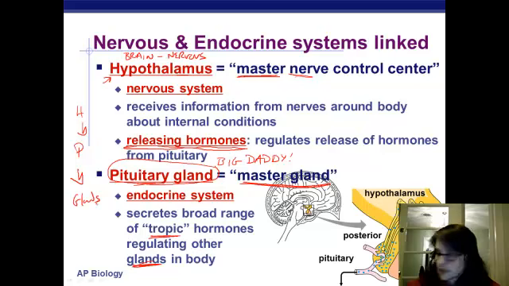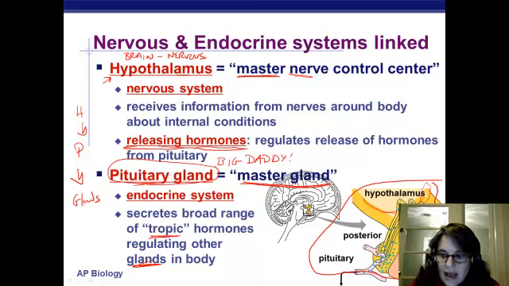Now, I do want you to look at this diagram over here that shows the relationship between the pituitary and the hypothalamus. This is in the base of your brain here. And if you'll notice, we've got stuff linking the pituitary, which is this thing, with the hypothalamus, which is that thing.